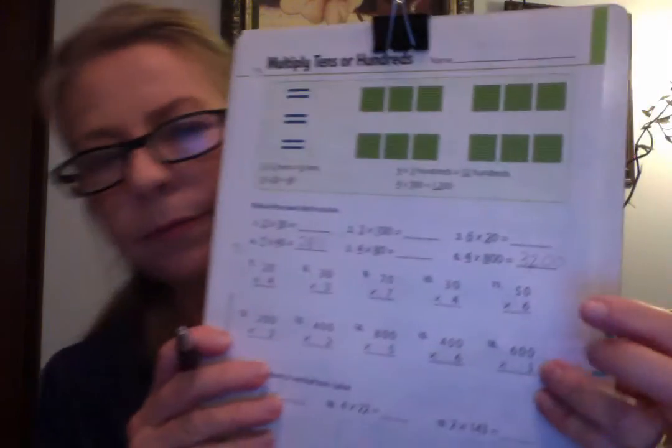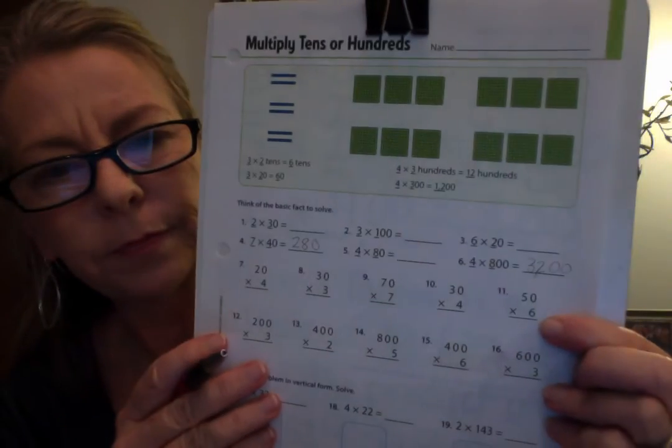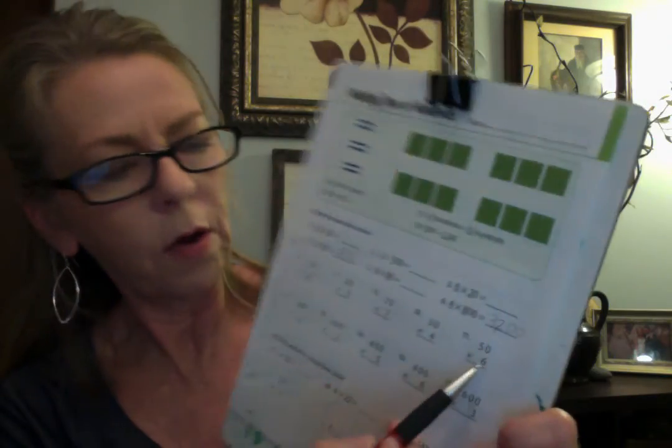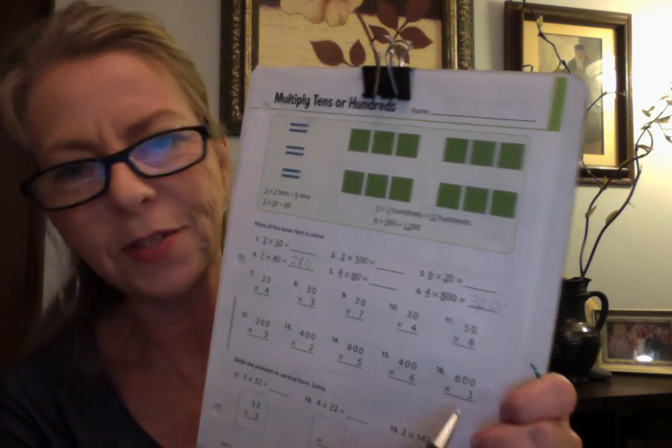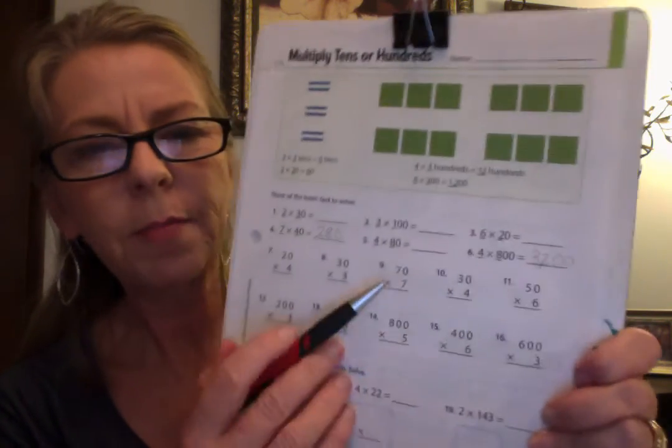Okay, let's try number 11. So we have 6 times 50. Now you know how to multiply this, right? You can multiply the 1s and you multiply the 10s. You know how to do that, so you can check yourself. But let's try doing it with the shortcuts.